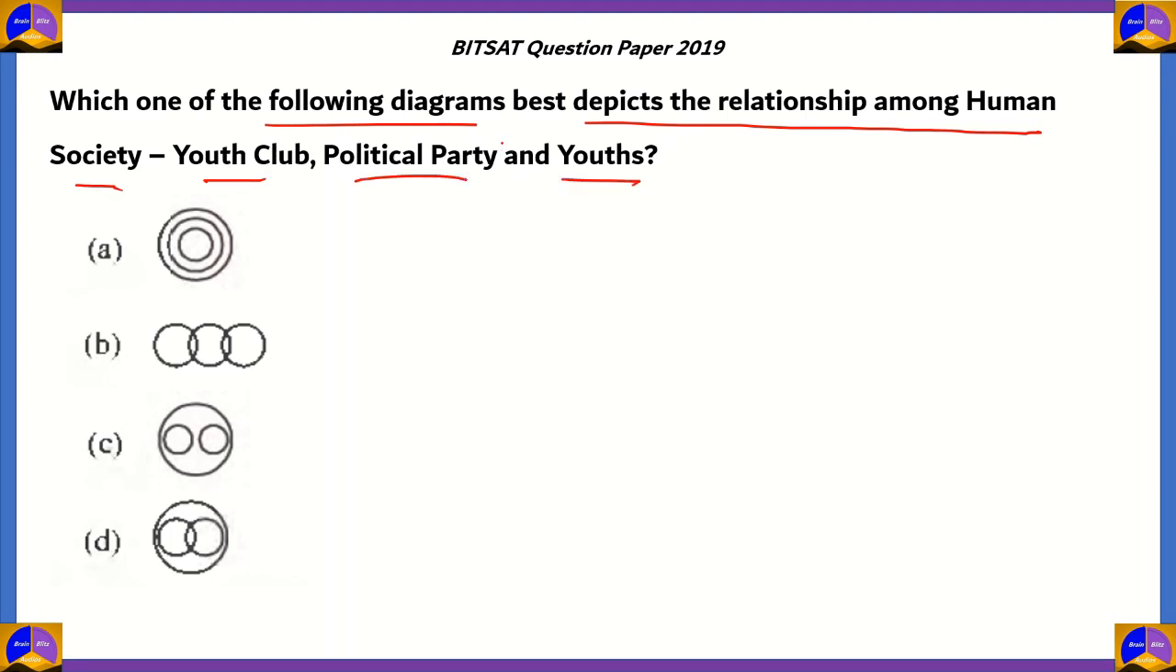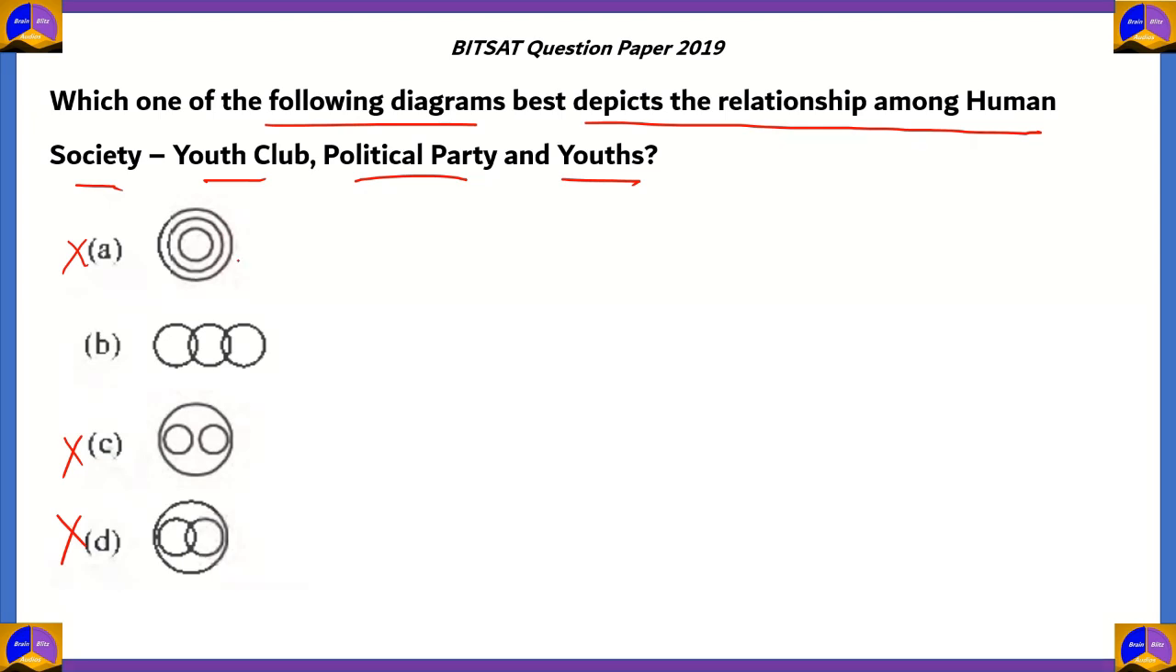So we know that all of these parts of the society, that are youth clubs, political parties, and youths, are different, and they are not included in each other. Some youth join youth clubs, other youth join political parties, but we cannot say that youth entirely belongs to a youth club or youth clubs entirely belong to political parties. So that means we can eliminate options A, C, and D.